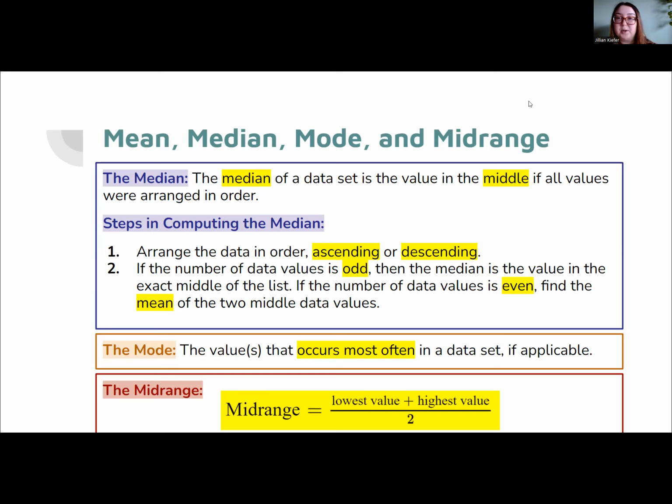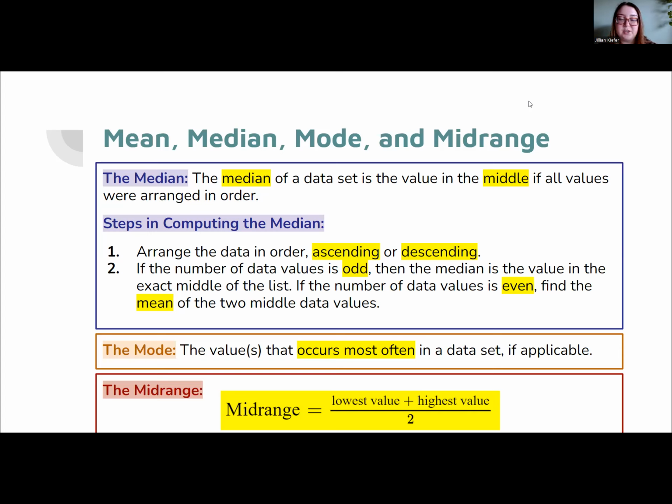If there are multiple numbers that show up more than once, but they all show up the same amount of times, then you would just have multiple modes. So there can be multiple modes, as opposed to things like the median or the mid-range or the mean. There's only one of those, but there can be multiple modes or none at all.